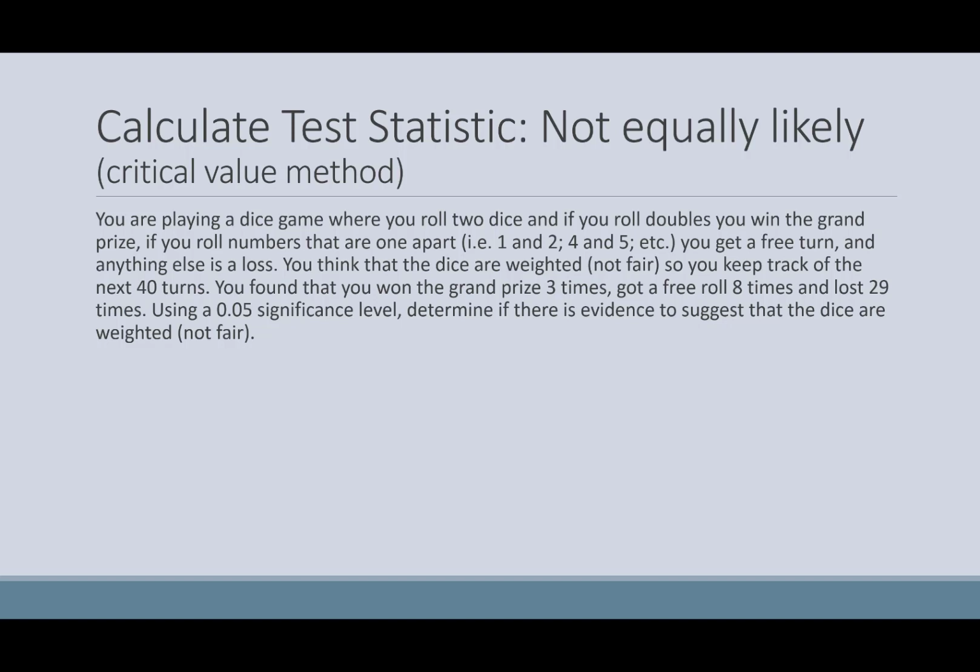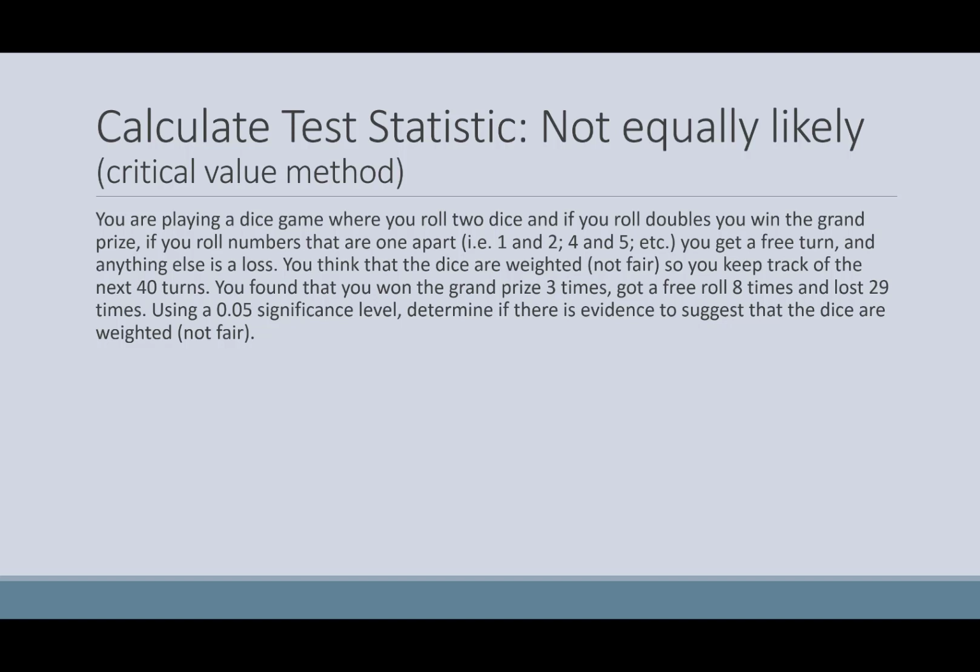So you think that the dice are weighted, which means they wouldn't be fair dice. So you keep track of the next 40 turns. You found that you won the grand prize 3 times, got a free roll 8 times, and lost 29 times. Using a 0.05 significance level, determine if there's evidence to suggest that the dice are weighted, or essentially that they're not fair.